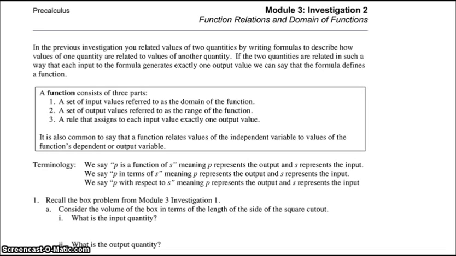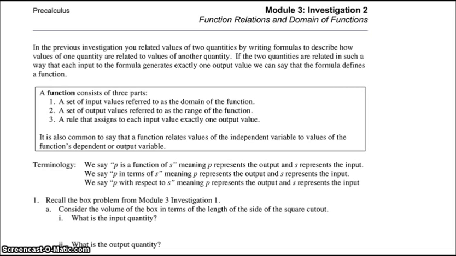So, in the previous investigation, you related values of two quantities by writing formulas to describe how values of one quantity are related to values of another quantity. If the two quantities are related in such a way that each input to the formula generates exactly one output value, we can say that the formula defines a function. So that's a key sentence.